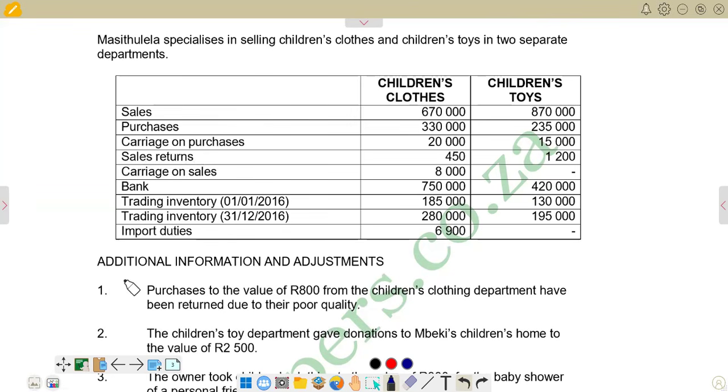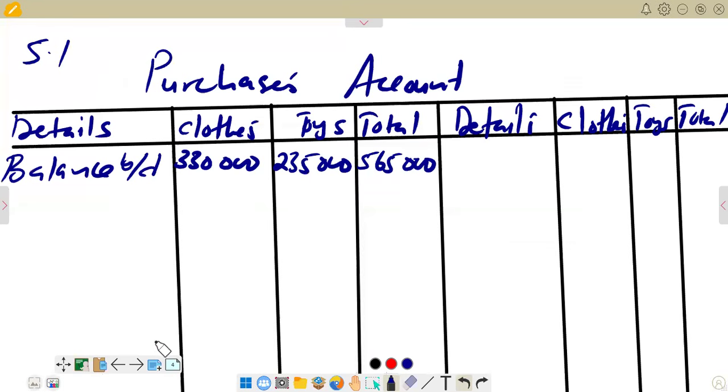If you come to information 1, saying purchases to the value of 800 rands from the children's clothing department have been returned due to their poor quality. So we've got purchase returns of 800 rands, but you see that it's only affecting the clothing department. So we go to the clothing department and put our 800 as our purchase returns. Remember, our purchases are on the debit side. So when they are returns, we go to the opposite side and enter them. So we are saying purchases are returns.